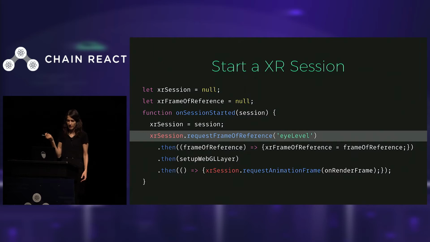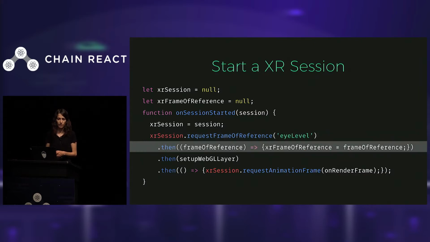Then with eye level, the origin is also approximately the user's head, but this time it moves with the viewer. And stage means that the origin of the coordinate system is the center of the room at floor level, and it stays the same even if the viewer moves, which you can use when you have room-scale VR. So the requestFrameOfReference method also returns a promise that gets resolved with an XRFrameOfReference object.